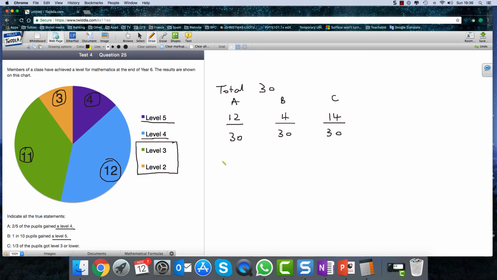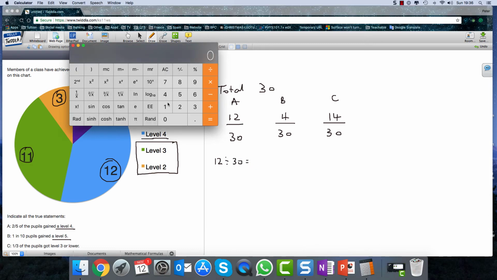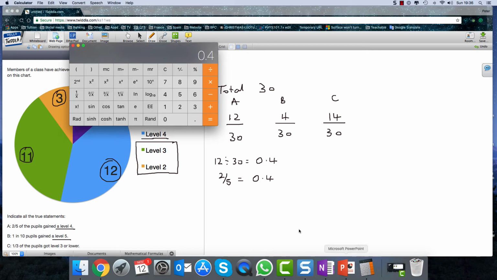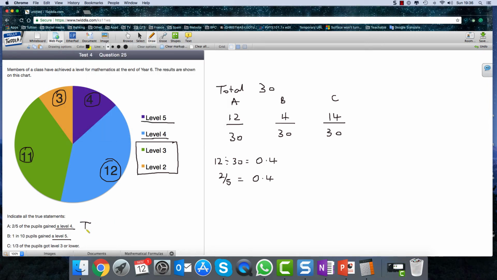Now, we can quickly do the decimal conversions. So 12 divided by 30. Let's bring the calculator up. Let's just clear it. Oh, nice one without lots of decimals. And then statement A says 2/5. Many of you will probably know that 2/5 is the equivalent of 0.4 from your mental arithmetic section, but if it's not your strong point, it doesn't matter. Just go and double check it on the calculator. 2 divided by 5 is 0.4. So this is a true statement.